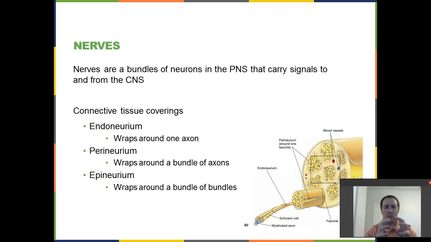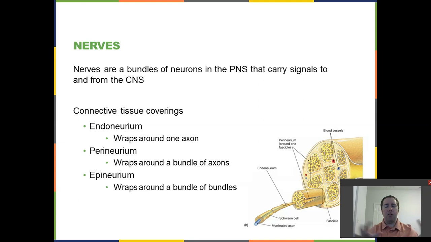That bundle is called a fascicle. So you can see that in the diagram here. And a fascicle is covered by the perineurium. That's connective tissue that's wrapped around that bundle of axons. The endoneurium is inside of a fascicle wrapped around a single axon. So we have an axon wrapped with myelin and then wrapped with endoneurium.